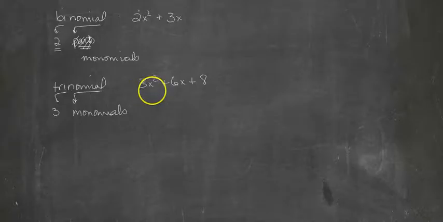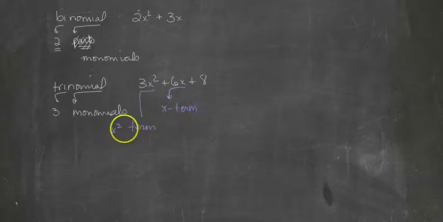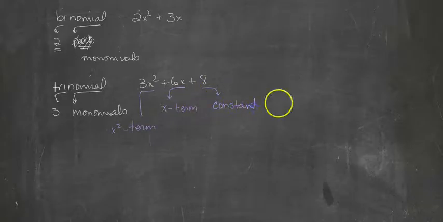So let's look at this. If this is a term, this is an x squared term. That's what we call that. This is an x term, right? It's a term that only has x to the first power on it. And this one has a special name. Until we start talking about it later, we're just going to call this the constant. Right, so that's the constant term.